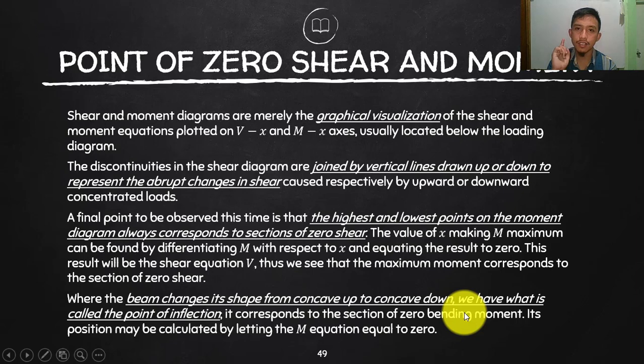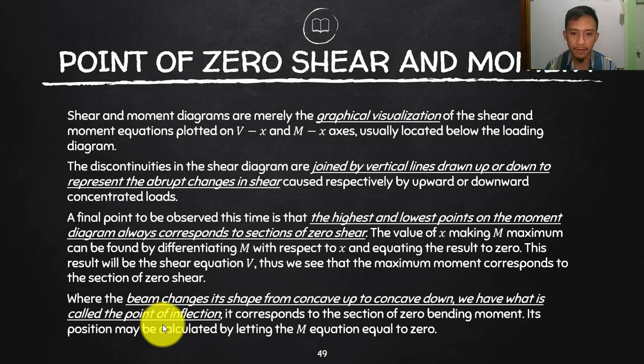So what is the significance of your zero shear? That is where we can find the maximum or minimum moment. How about the zero moment? That is where we can find the point of inflection, the change of concavity of the beam, the deformation of the beam. Its position may be calculated by letting the m equation equal to 0 and then solving for the value of x. So that is what we will be applying in drawing our shear and moment diagram.